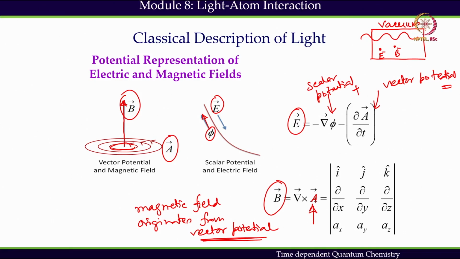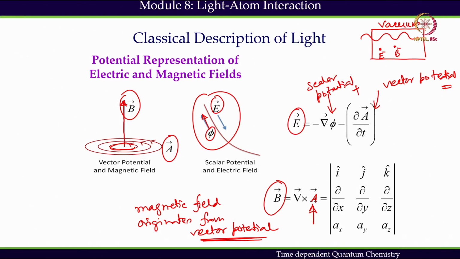Scalar potential is easy to understand, easy to visualize. This is something like gravitational potential, let's say. As we go up, gravitational potential is increasing, but the force is in the opposite direction. So something like that. It is actually trying to reduce the potential. On the other hand, this vector potential, because it's a vectorial quantity, it takes some time to understand what is the meaning of it.